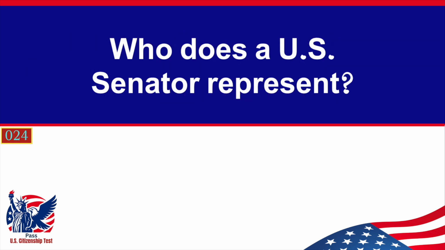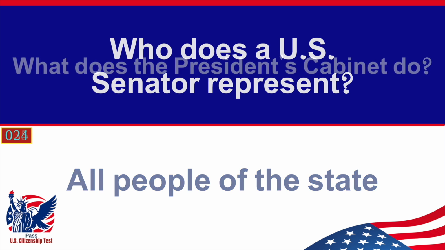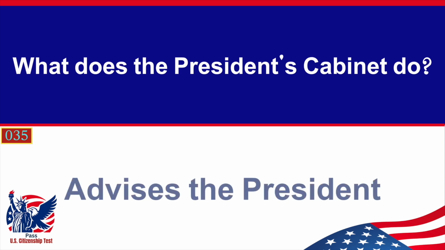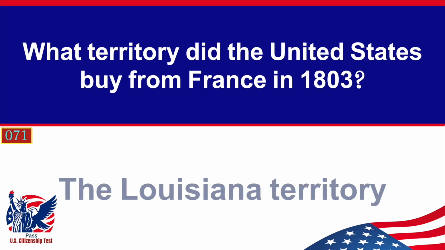Who does a U.S. Senator represent? All people of the state. What does the President's cabinet do? Advises the President. What territory did the United States buy from France in 1803? The Louisiana Territory.